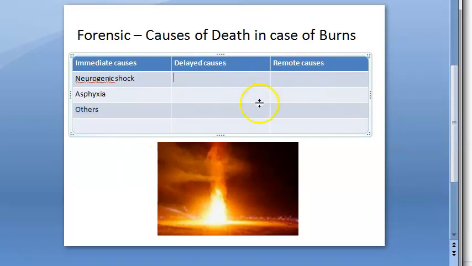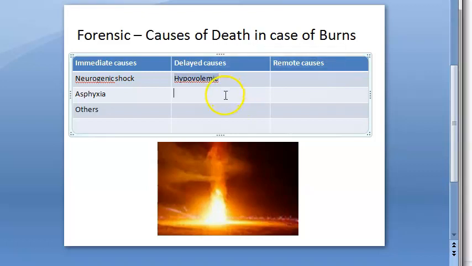Now coming to the delayed causes. Here they're saying it is secondary shock, hypovolemic shock, burns or secondary shock. Basically this accounts for greater than 50% of the deaths. In 24 to 48 hours, due to loss of fluid and protein and multi-organ failure, there can be death.